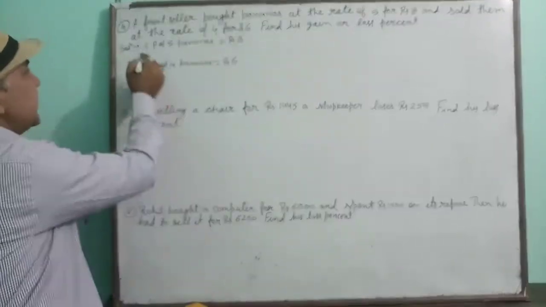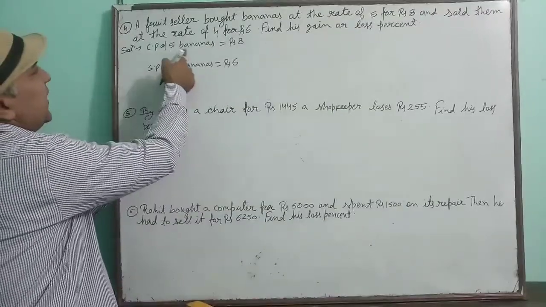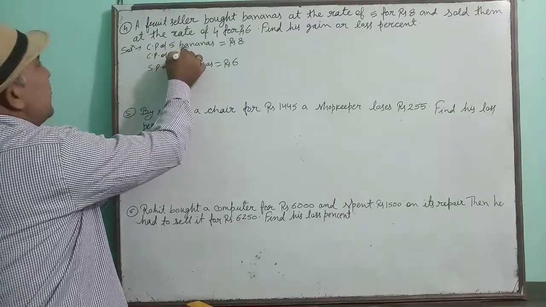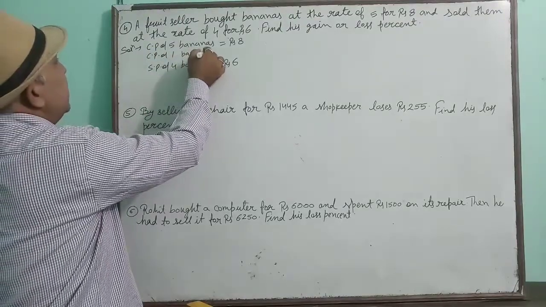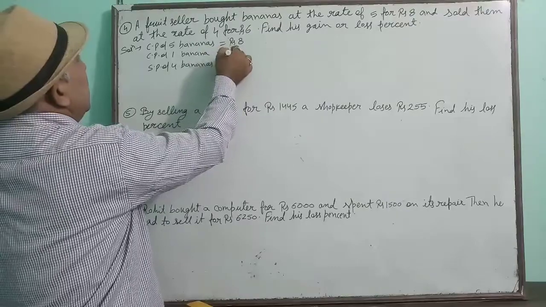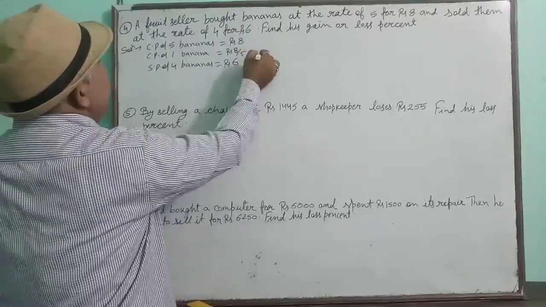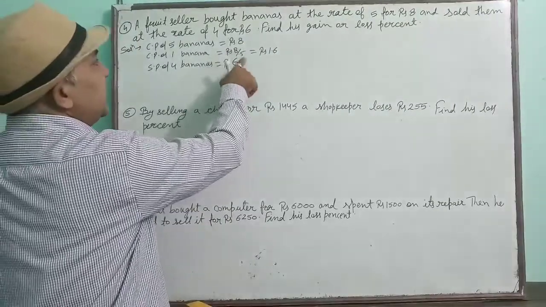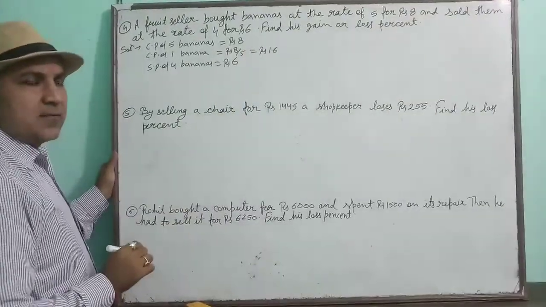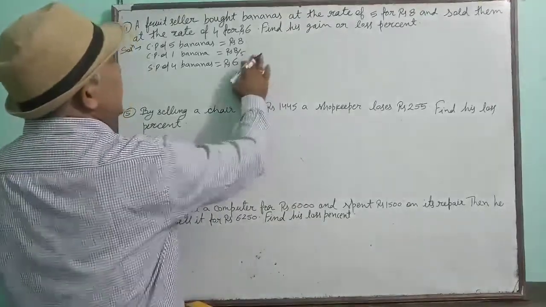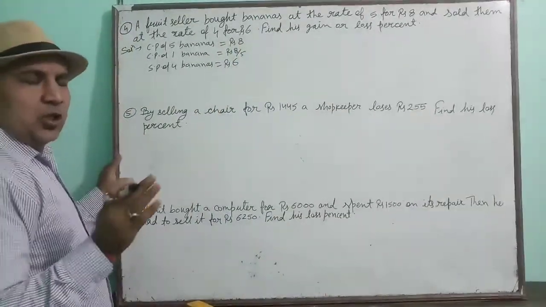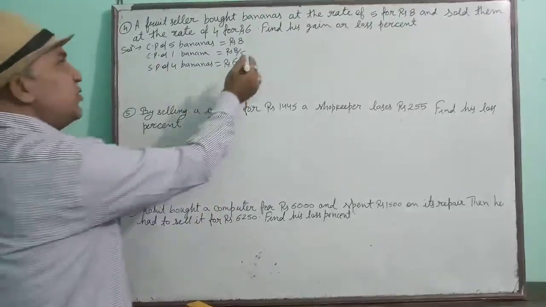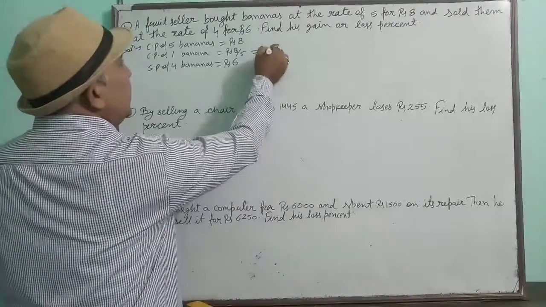And how to make it? See here. If the cost price of 5 bananas is 8, then the cost price of 1 banana will be rupees 8 by 5, means rupees 1.6. 8 divided by 5, you will get 1.6. Otherwise, simply you can leave it also. That depends on you. You can convert it into decimal also, or you can leave this also. Whatever you feel easy, you can do here.